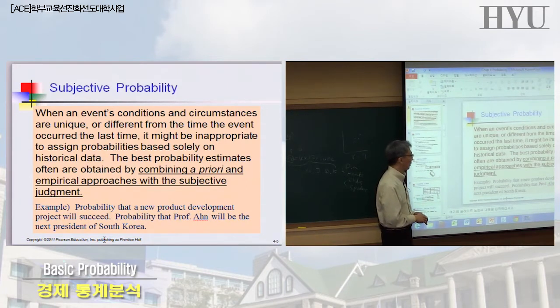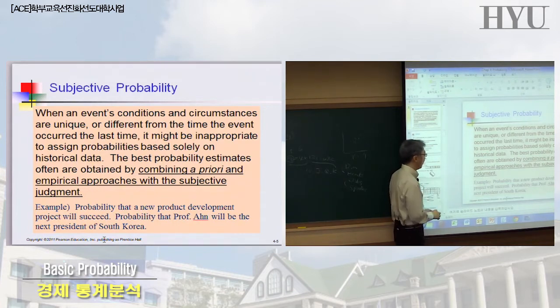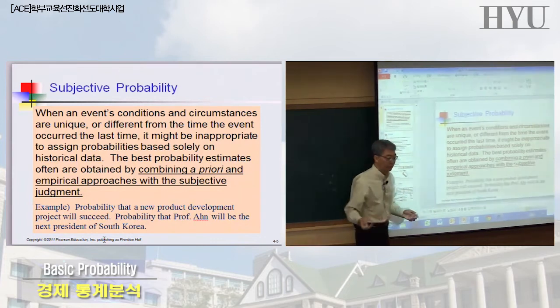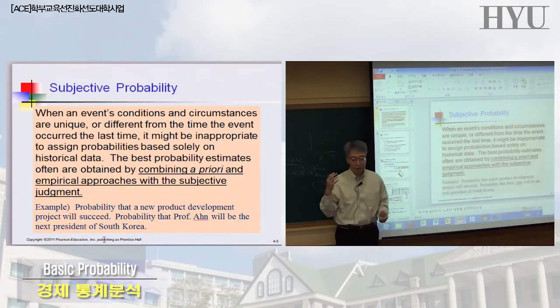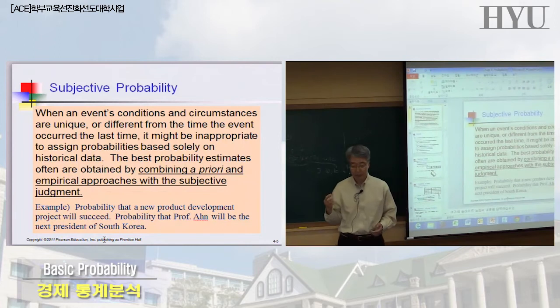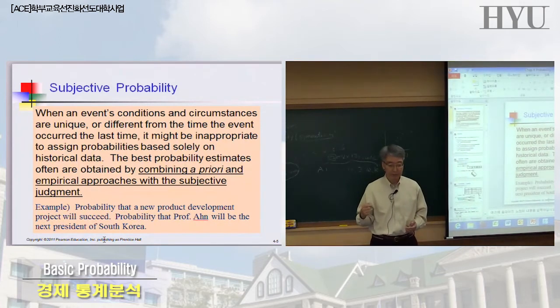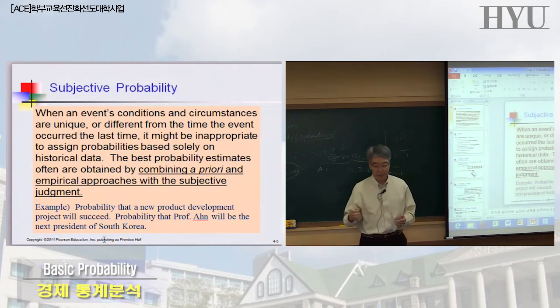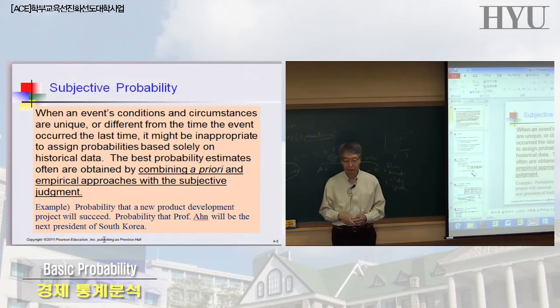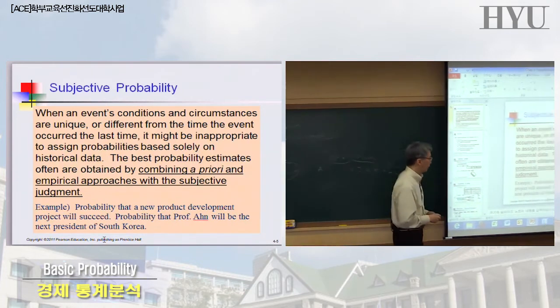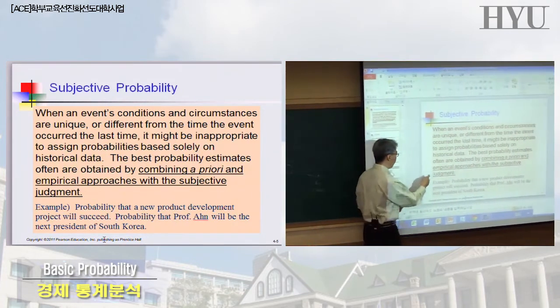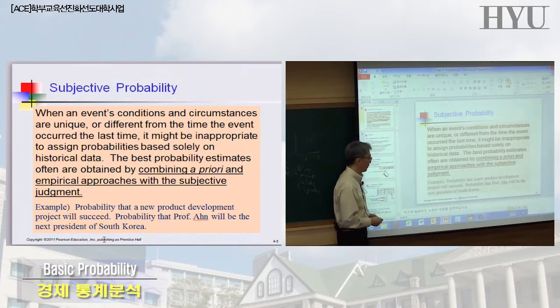So what do we do in such cases? We have to combine everything that we know. We have to use logic. In other words, we can bring some concepts from the a priori approach. If we can come up with any mathematical regularity for the event, we'll use that. But then we have to use some other subjective judgment.